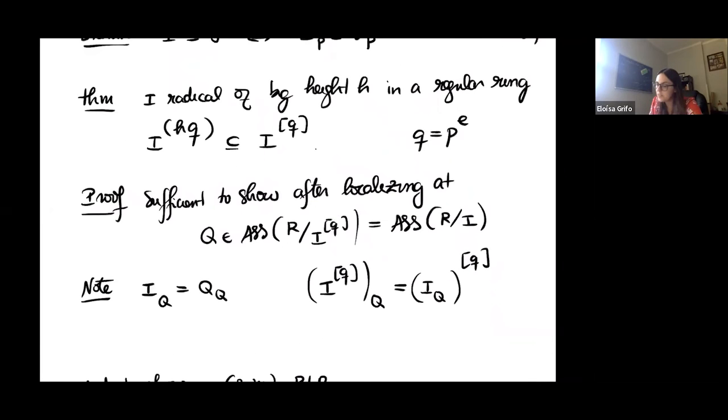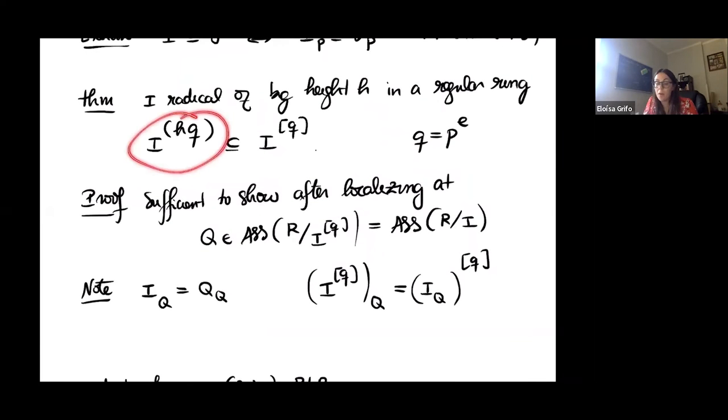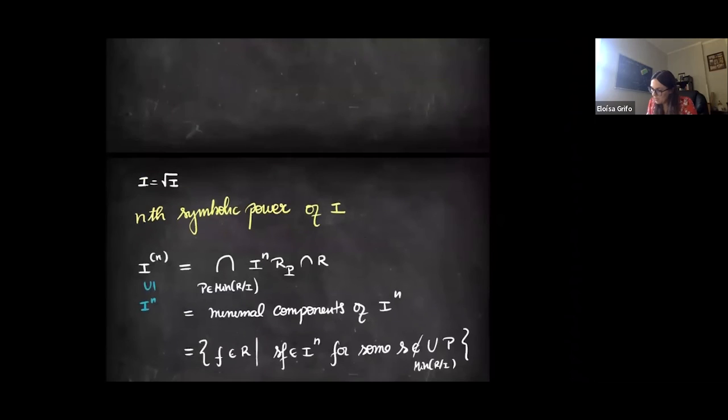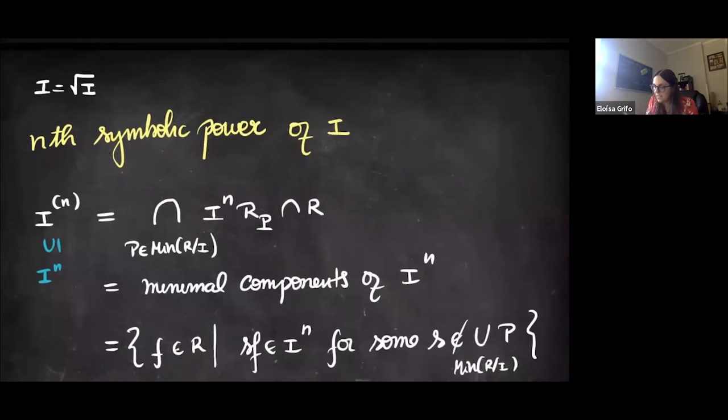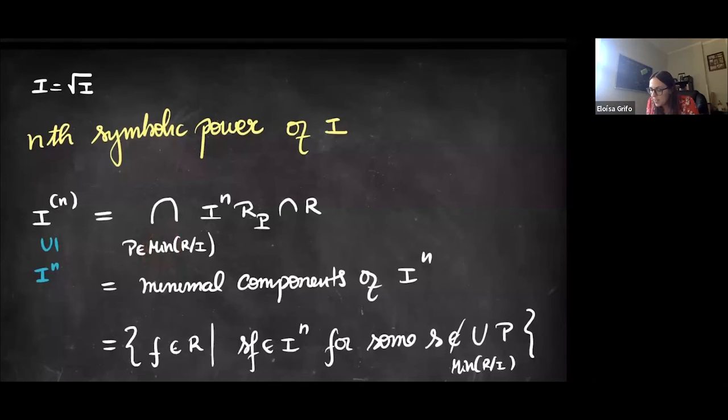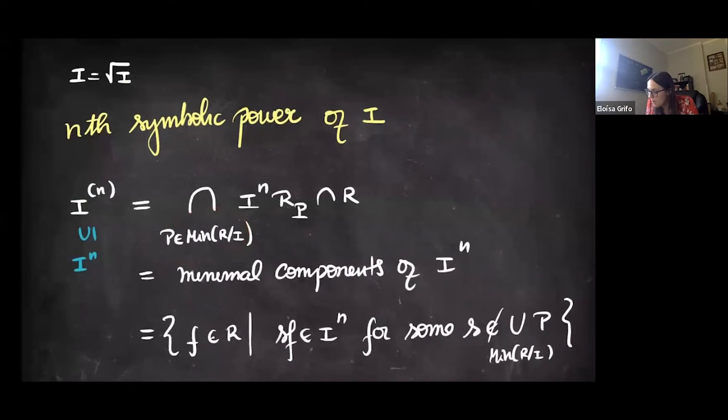On the other side, I have a symbolic power of I. The symbolic powers, remember, are the things I get when I localize at the associated primes. Okay, I'm saying something different that's written here. These are the same. My guy is radical, right? I'm going to localize at each of those primes. I'm going to localize the power and contract back.